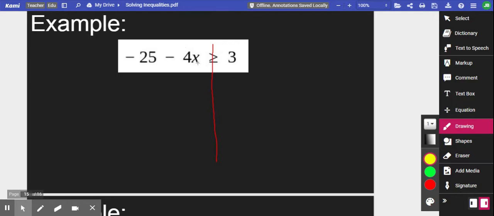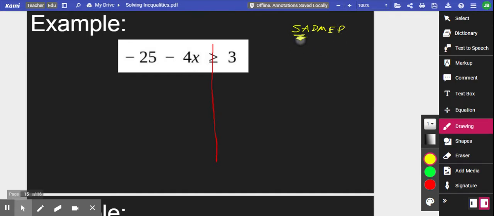I also want to make sure that my variable terms are only on one side of my equation. Sometimes we have them on both sides, and we have to use some inverse operations to maneuver those around. So now I'm ready to follow SADMAP. If you remember, SADMAP starts with subtraction and addition. Then we look at division, multiplication. Then, are there any exponents or any parentheses, also known as grouping symbols?